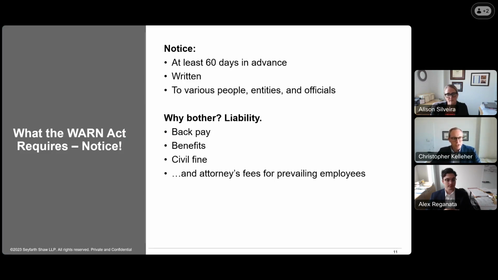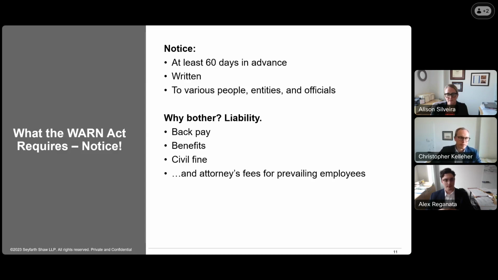So as Allison mentioned at the top, the WARN Act requires notice, and here on this slide you can see that notice must be at least 60 days in advance in most cases. It must be written, and it must be distributed to not only the employee, but various other individuals, entities, and offices, which I'll get into in a moment. But why should employers care? Why should they comply? The statute does have some teeth, and there are repercussions for violations.